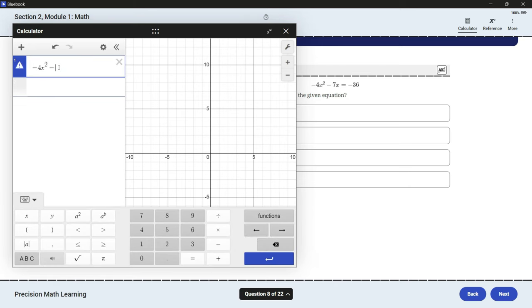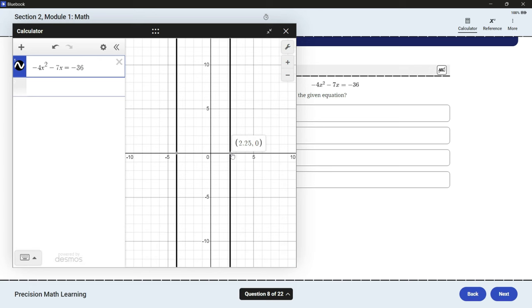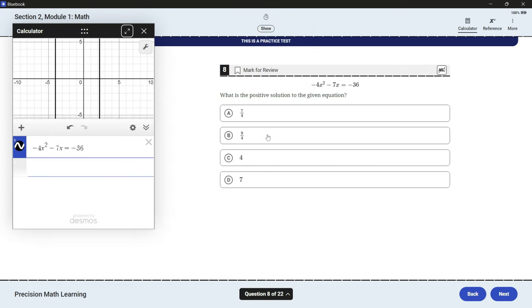So let's just put in this equation here. We don't even need to reorganize it or anything. And it will just pull it up here and we can see, okay, the positive solution is at 2.25. So that is going to be our answer. And 2.25, of course, if we just convert that, is 9/4.